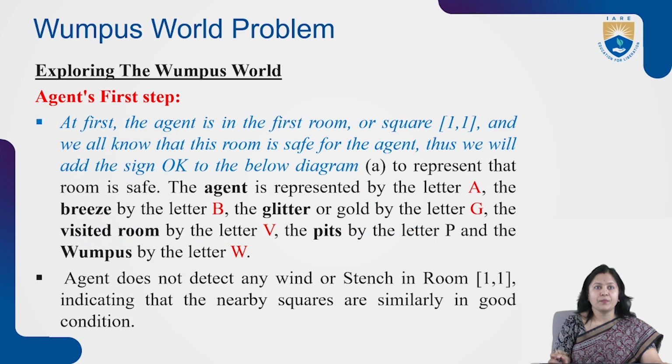At the first step, the agent is in the first room, I mean the square 1-1. And we all know that this room is safe for the agent. Thus, we will add the sign OK to the diagram below. Here I will show you the diagram to represent that the room is safe.